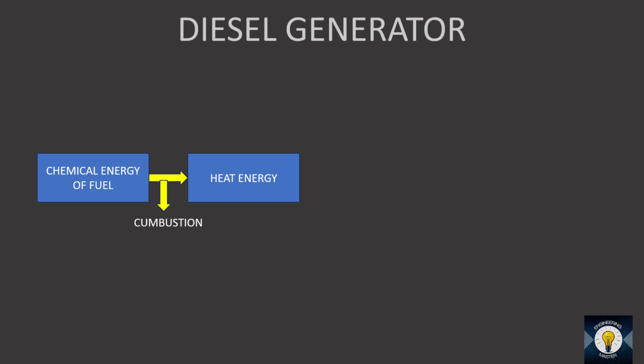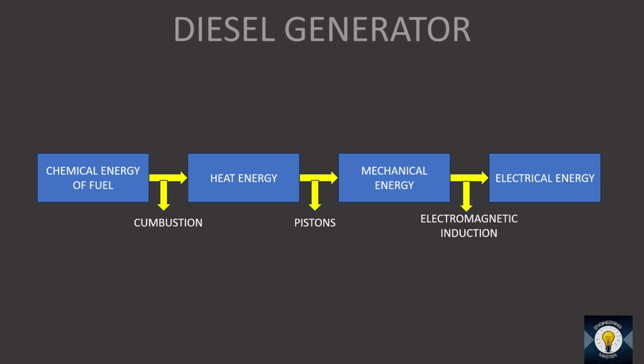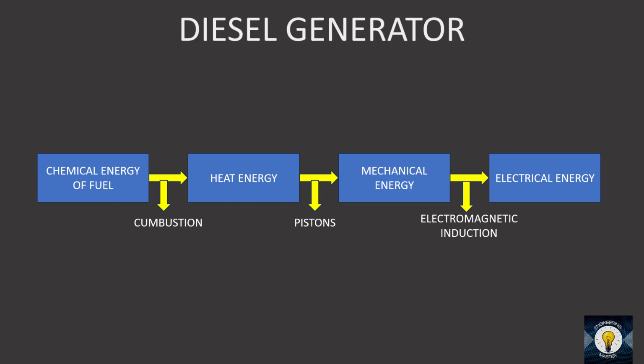So the diesel is burned inside the engine and the chemical energy of diesel is converted into heat energy. This heat energy is used to rotate the piston and crankshaft. So the heat energy will be converted into mechanical energy. Mechanical energy is used to rotate the alternator. Because of that, mechanical energy will be converted into electrical energy. This is the energy conversion process inside a generator. The chemical energy of fuel is ultimately converted to electrical energy.